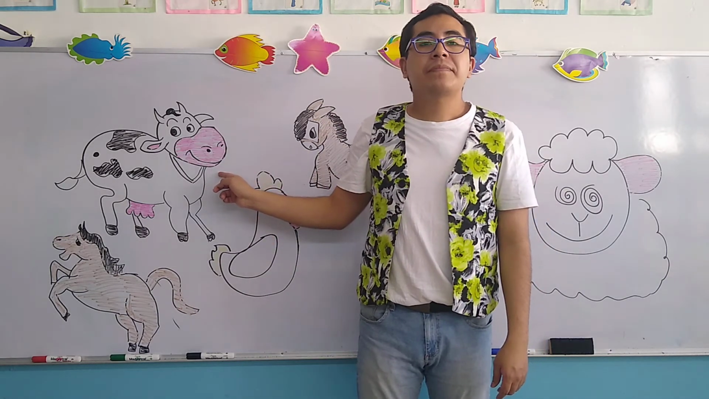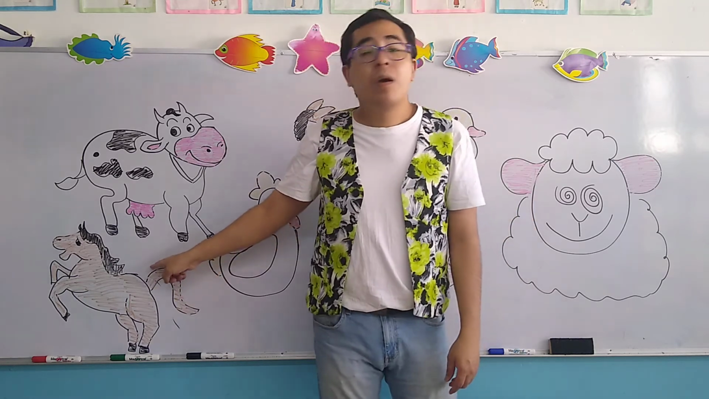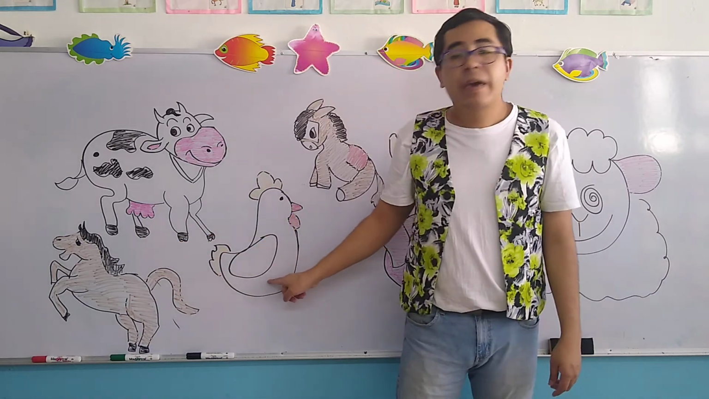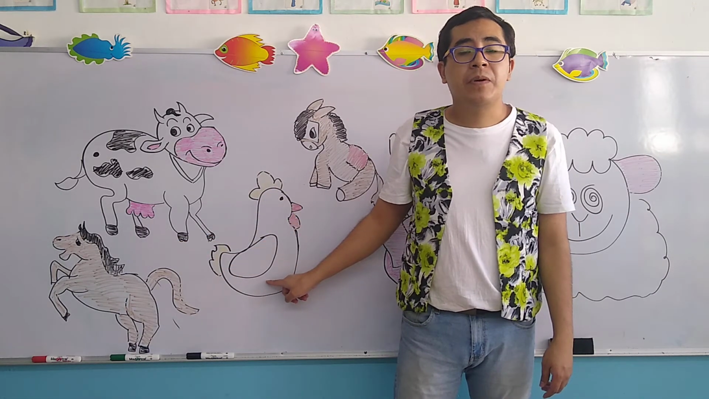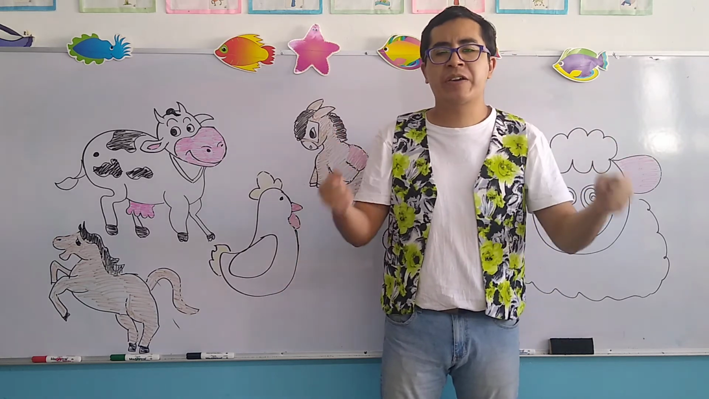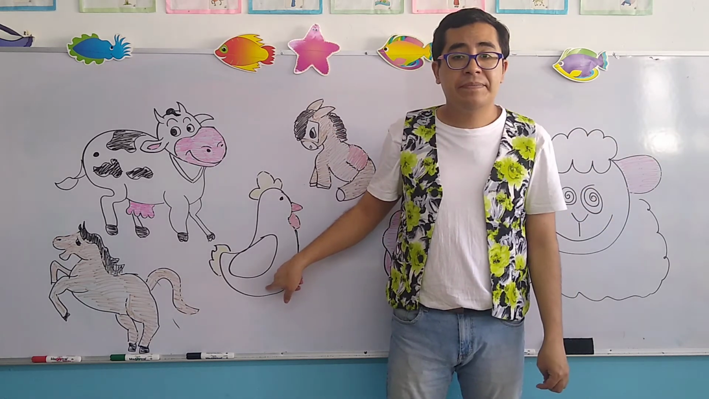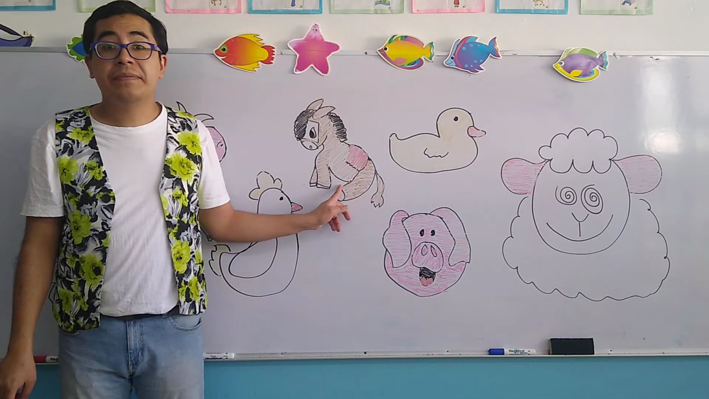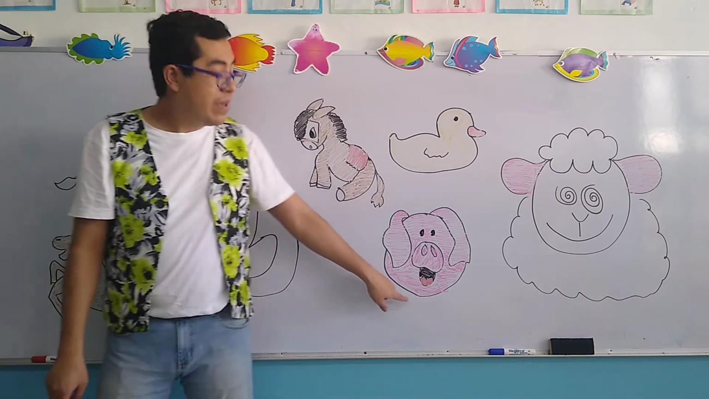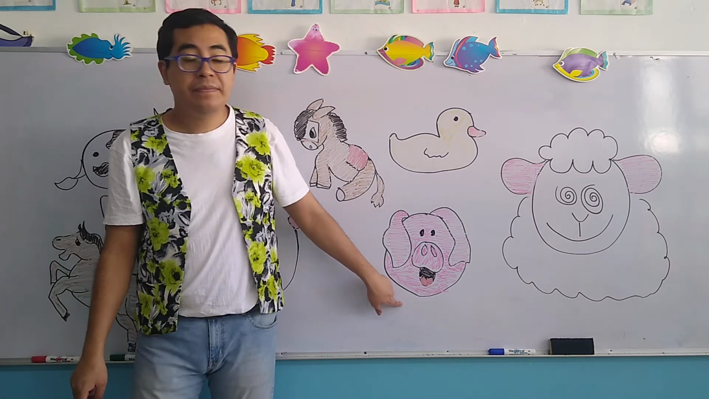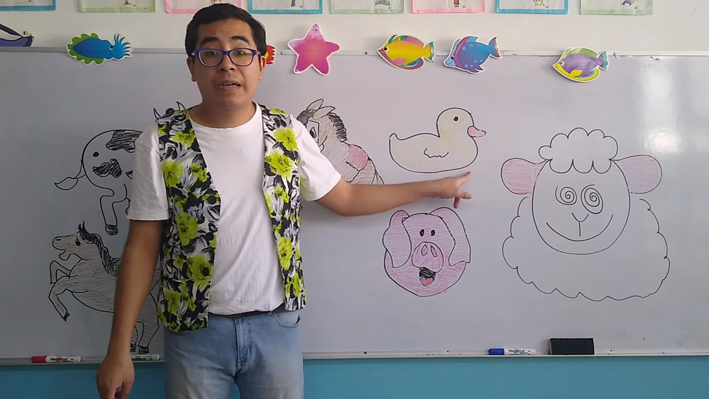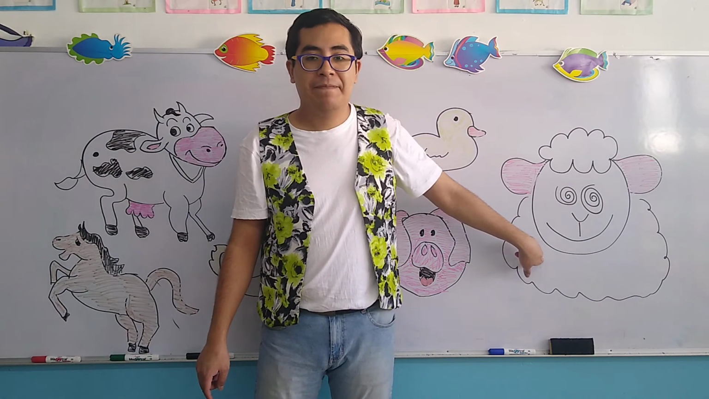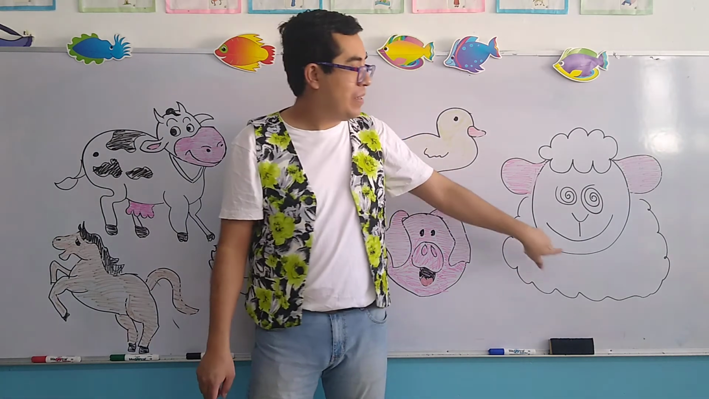Cow. Okay. Horse. Okay. Hen. Okay, one more time and remember loud so I can hear you. Hen. Donkey. Pig. Duck. Finally, sheep. Okay, one more time. Sheep.